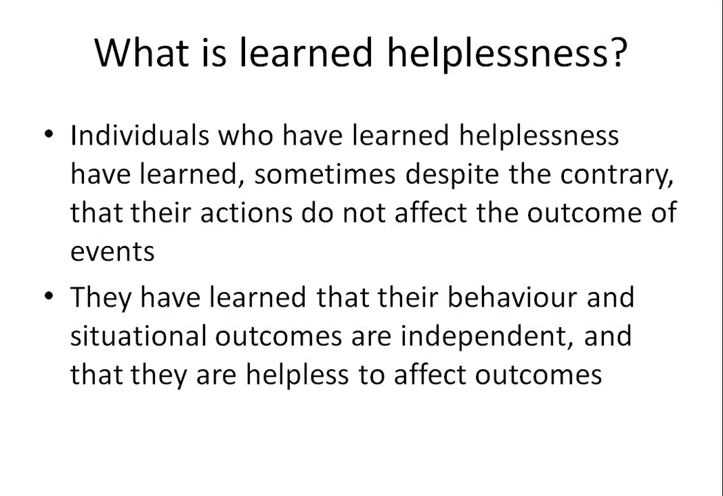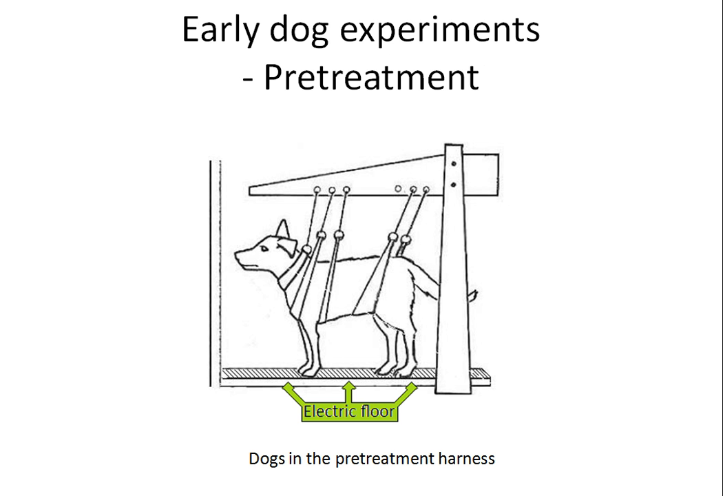Individuals who have learned helplessness have learned, sometimes despite evidence to the contrary, that their actions do not affect the outcome of events. They have learned that their behavior and situational outcomes are independent, and they are helpless to affect outcomes.